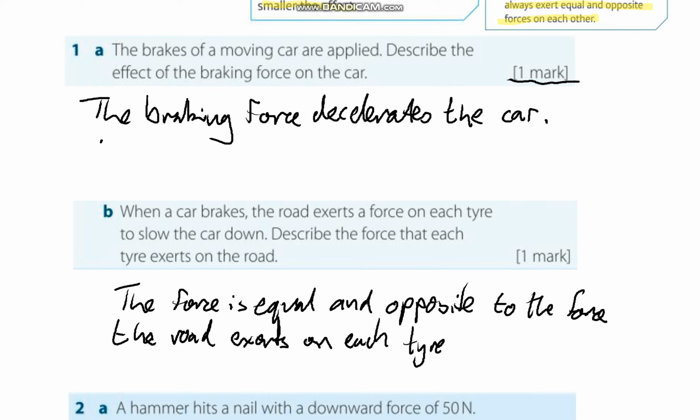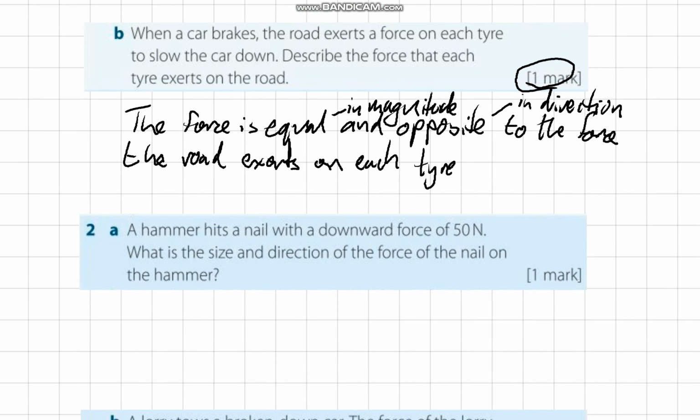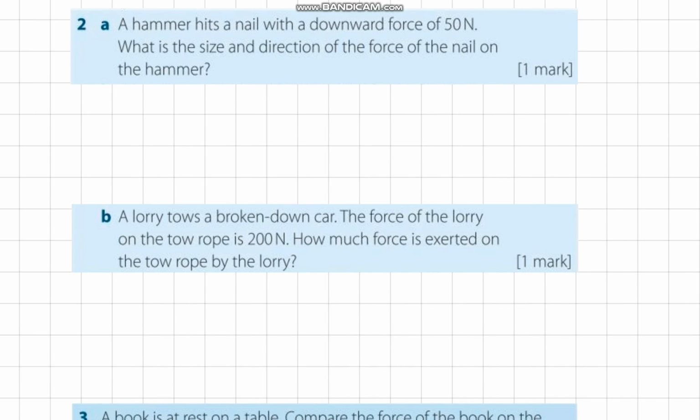Now remember, when we're talking about equal and opposite, when we talk about equal, we really mean equal in magnitude. And in terms of opposite, we really mean opposite in direction. But for this question, it's only a 1 mark question, so you don't need to say the words magnitude and direction here to pick up that 1 mark. Okay, question 2a.